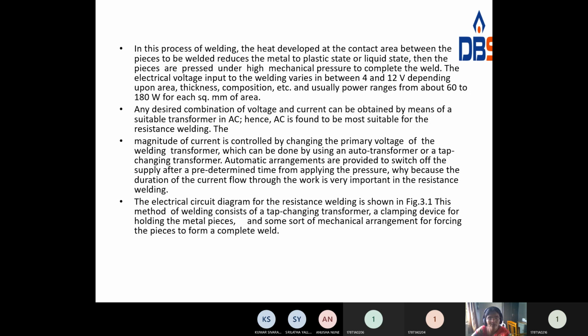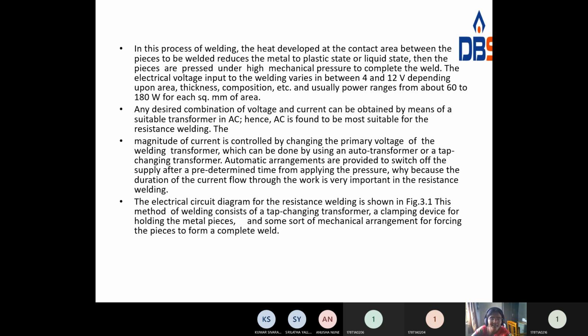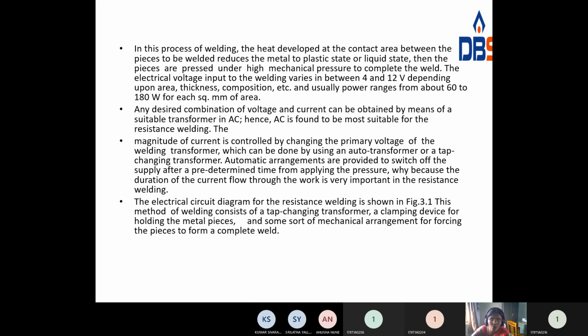In this process of welding, the heat developed at the contact area between the pieces to be welded reduces the metal to a plastic state or liquid state. That means these two are melted and come to the liquid state, and then they will be welded.